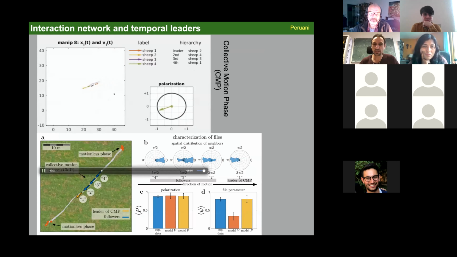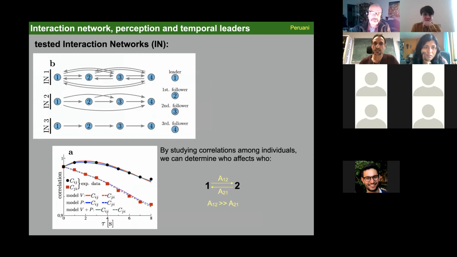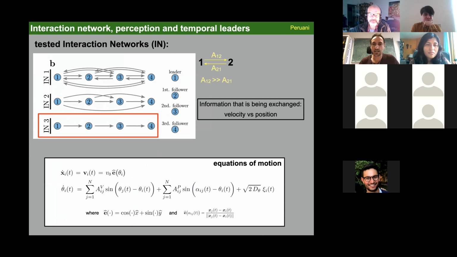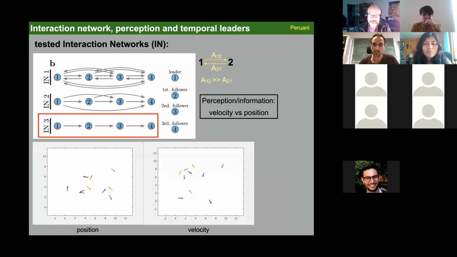What I want you to remember is that they tend to form these files, and then by looking at the velocity correlation between these individuals, you can identify who is affecting whom, and you can reconstruct the interaction network in there. We found that this one is the one that explains the experiment best. You can also try different types of interaction. You can ask yourself, by playing with different equations of motion, whether they will form these files by using the position of the neighbor or the velocity of the neighbor. The conclusion is that, at least in the experiment with sheep, they do it just using the position of the neighbors. The main reason is that with velocity they will not form these files, these lines, but if they have positional information, they easily do it.